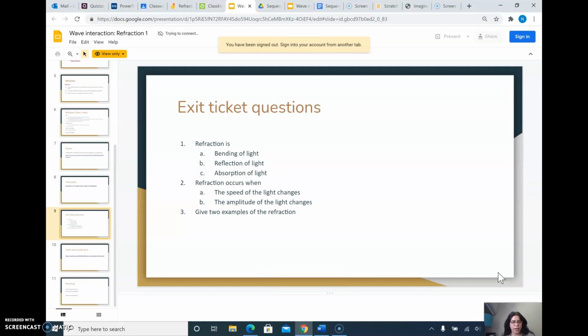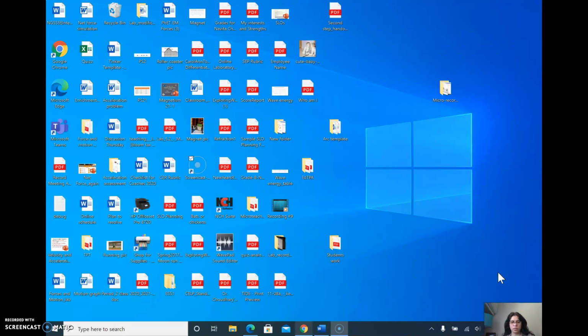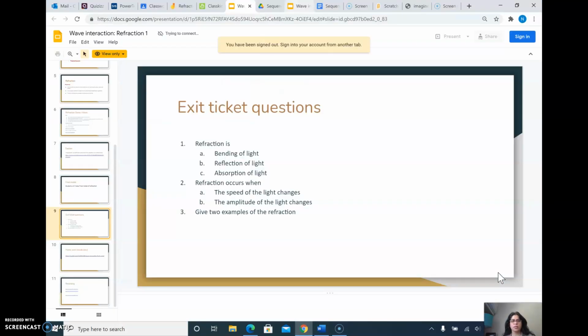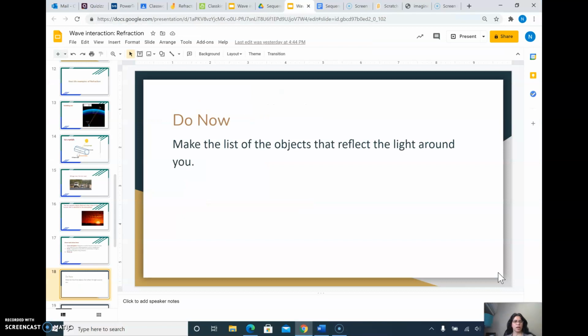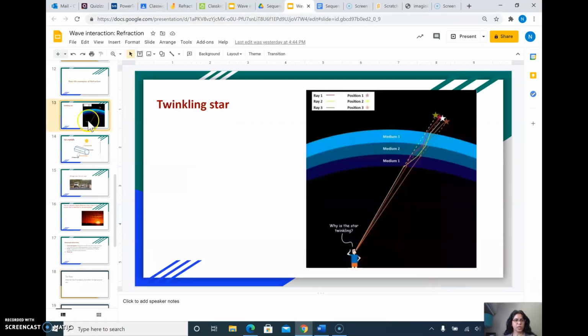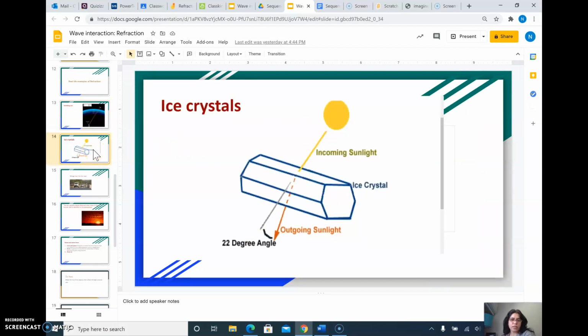Yeah, I have some slides to show you guys. Okay, I have some examples here. We talked about these twinkling stars. Then there are some ice crystals. See, there is also refraction. The angle is changing from the normal to the side because the light is going from a lighter medium to a denser medium and then again to a lighter medium.